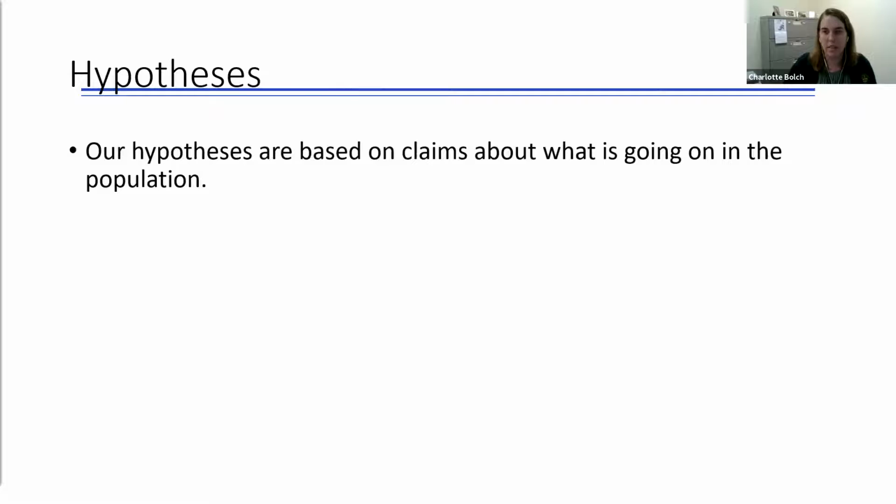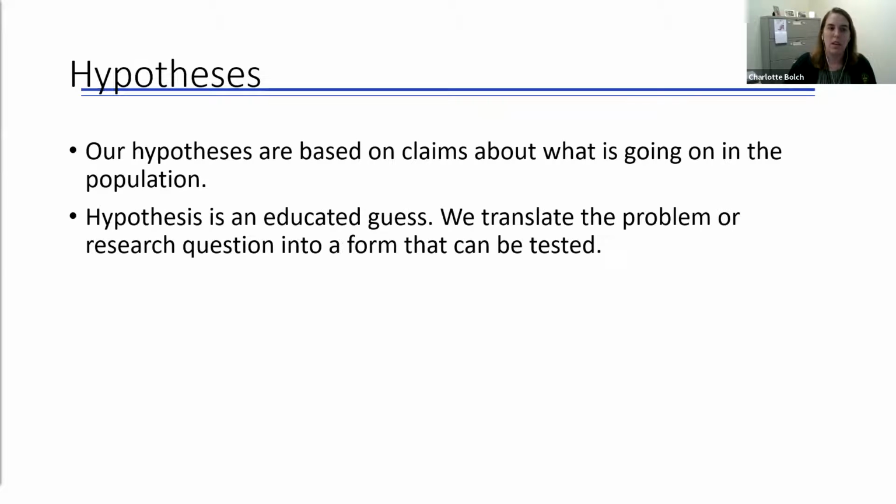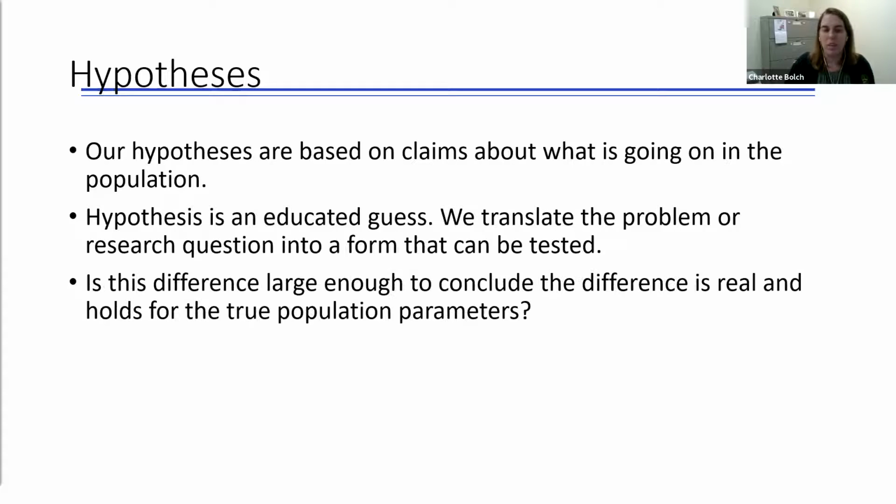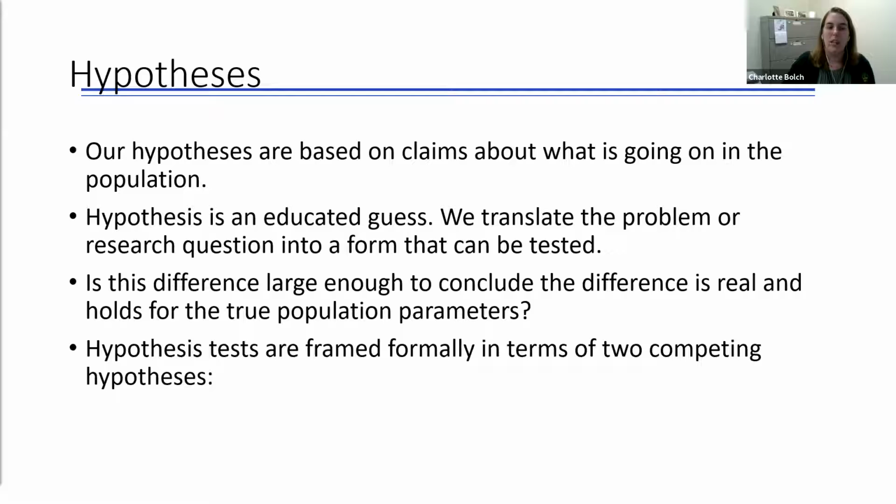Our hypotheses are based on these claims of what's going on in the population. A hypothesis is an educated guess. We usually translate the problem or whatever research question we're interested in into a form that can be tested with these two hypotheses. For example, we might ask: is there a difference large enough to conclude the difference is real and holds true for the population parameters, if we're looking at a difference between two groups? Our hypothesis tests are framed formally in two competing hypotheses.